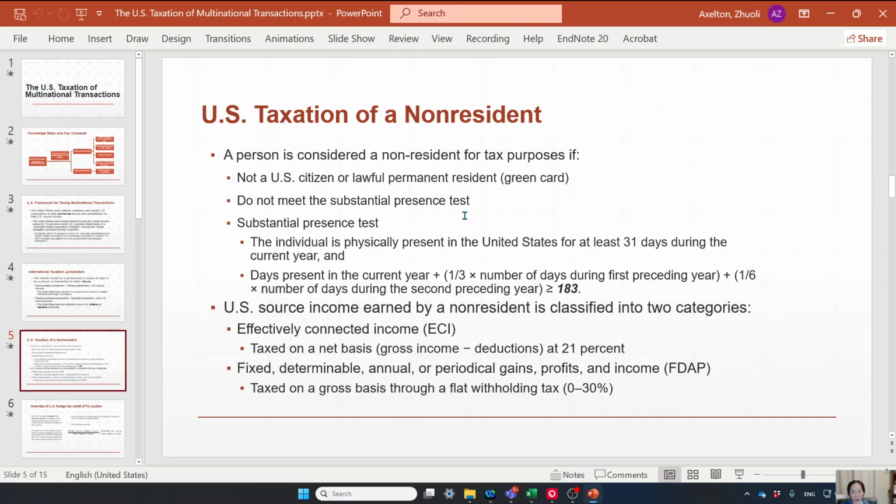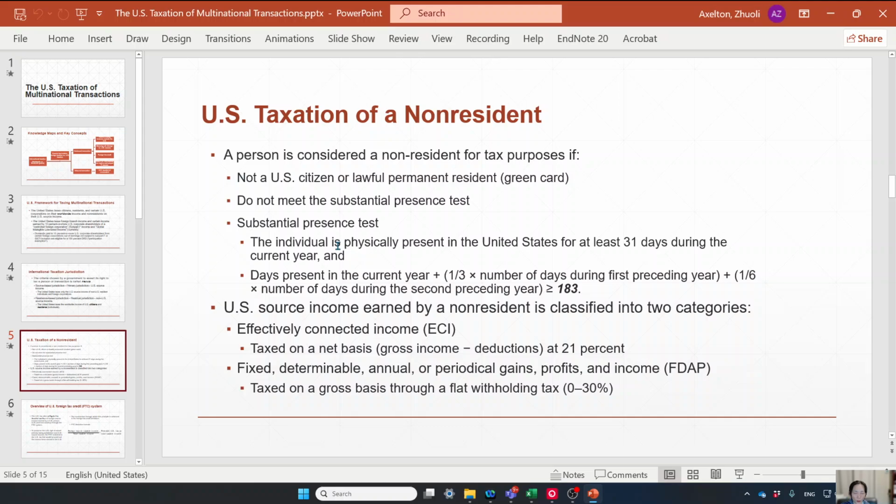Okay, how do we determine whether a person is a non-resident or not? That's the first step for U.S. taxation of a non-resident. A person is considered a non-resident for tax purposes if this person is not a U.S. citizen or a lawful permanent resident, or does not meet the substantial presence test. The substantial presence test is defined in a particular manner.